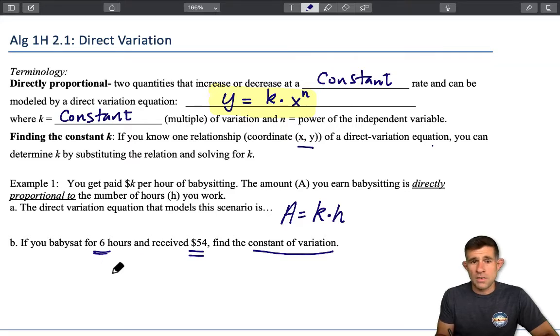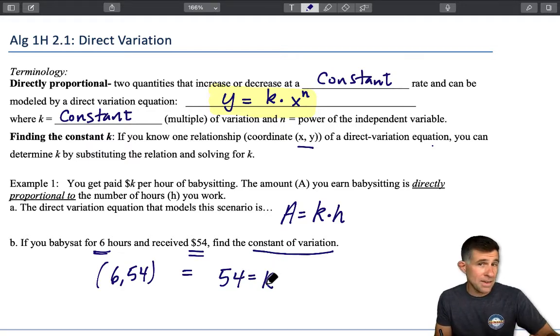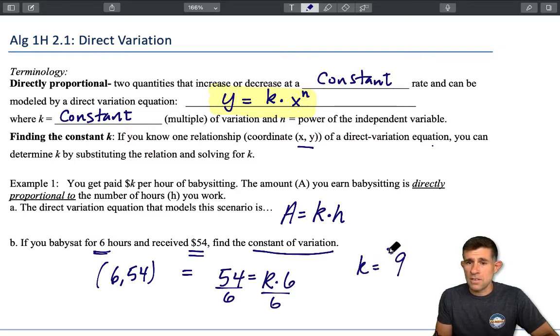Well, our relation here is 6, 54. That's our ordered pair, or our relation, and we're going to simply substitute that into our equation. We've made $54. I'm not sure how much I got paid. That's my constant of variation in this case, but I did work for 6 hours. Well, in order to solve for your constant of variation, you're simply going to divide by that 6. And you're going to find that your constant of variation here is 9, and that represents the amount of money you were paid per hour to babysit.